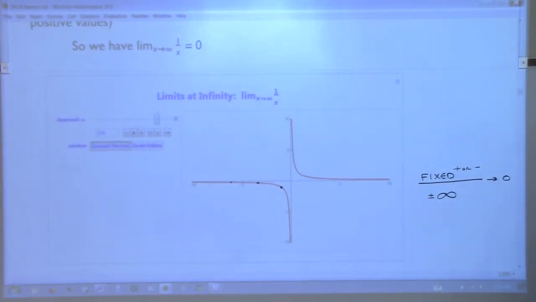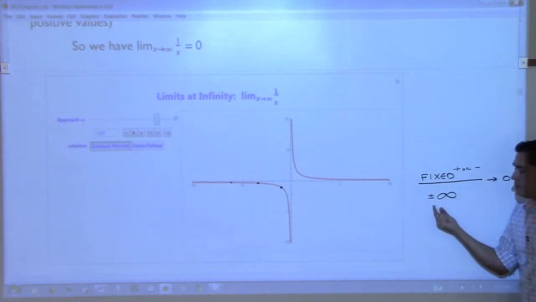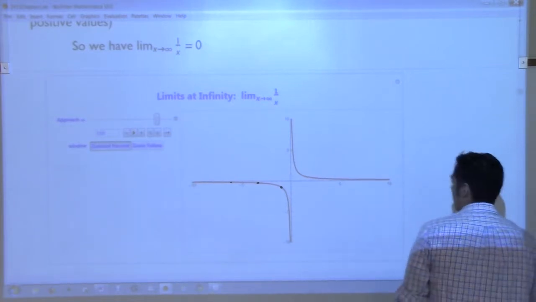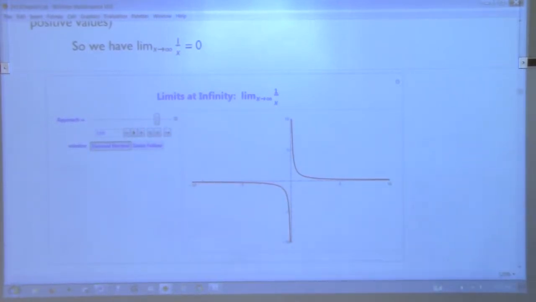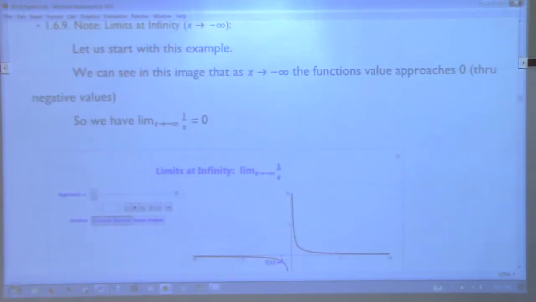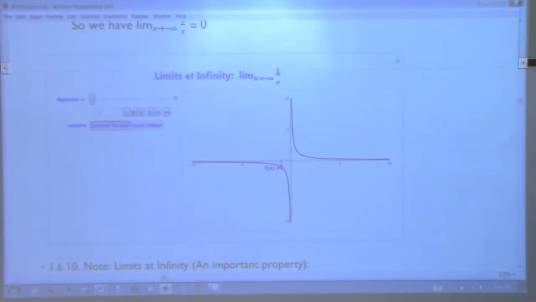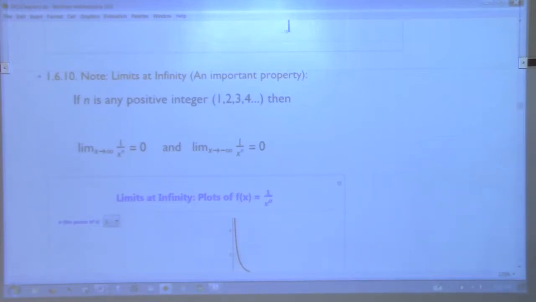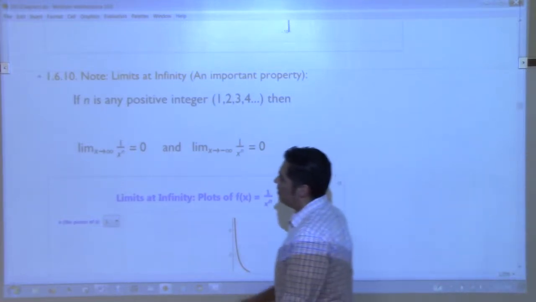Okay? Now, it does not work this way if that's 0 down here, right? Like if it's fixed over 0, then it could be positive and negative, and that's what we have to determine. But if it's fixed, doesn't matter if it's positive or negative on top. The bottom's getting huge, doesn't matter if it's positive or negative. That ratio tends to go to 0. So I'm answering your question on the next part of the note. I go out to the left, same thing, right? Goes to 0.